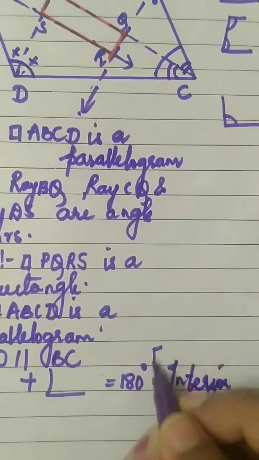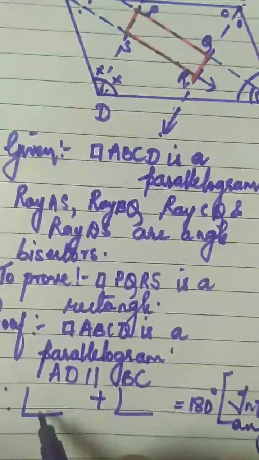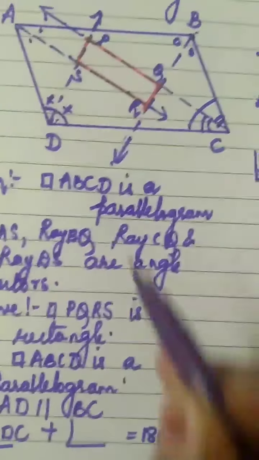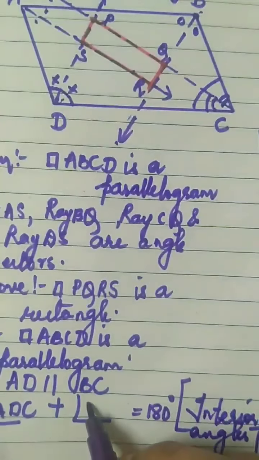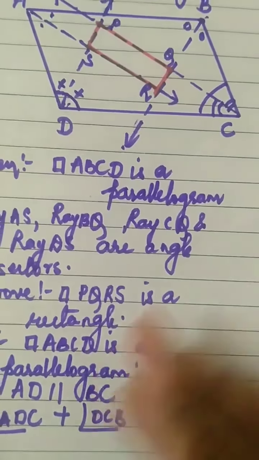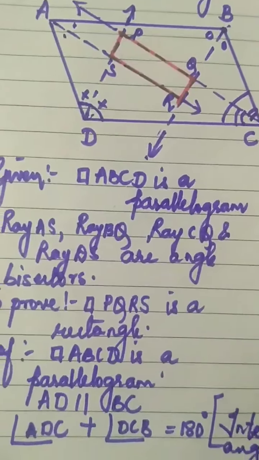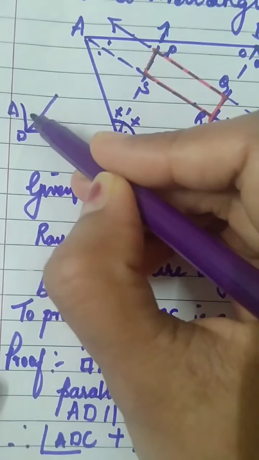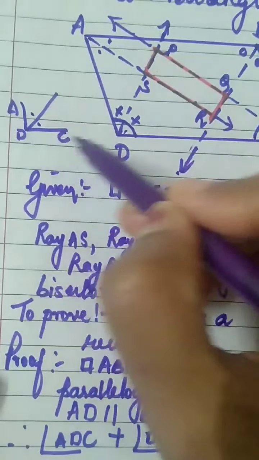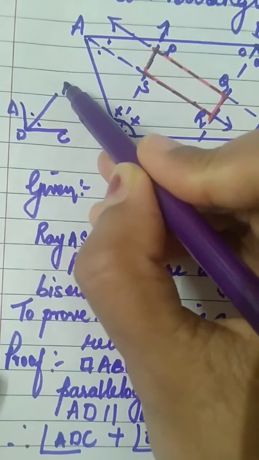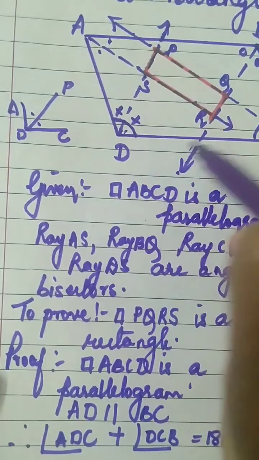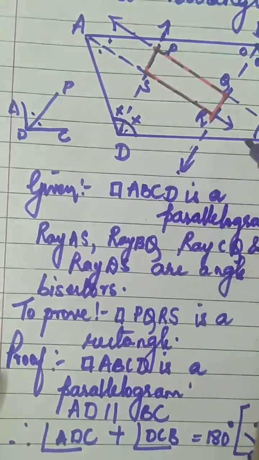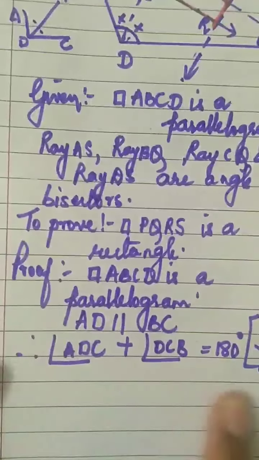Now you write which two angles we are considering. Angle ADC plus angle DCB is equal to 180 degrees. Okay? Now again we have a clue. ADC, if I am considering, इसको दो part में divide किया है. The angle bisector is dividing it into two equal parts. So what will be half of ADC? It will be PDC. See, PDC. Don't see this S. PDC. That is what I am going to use here.